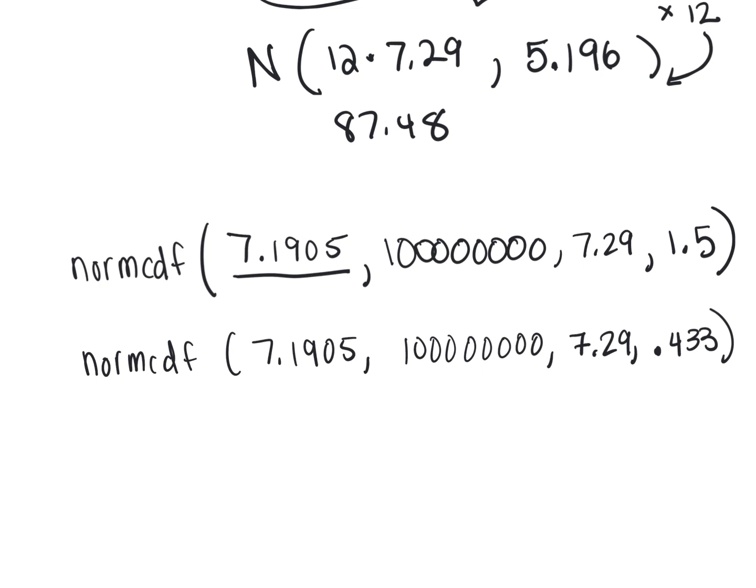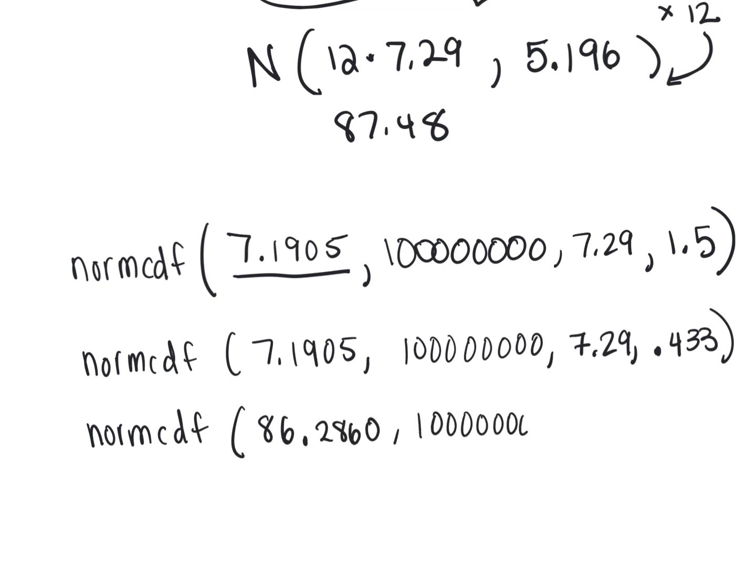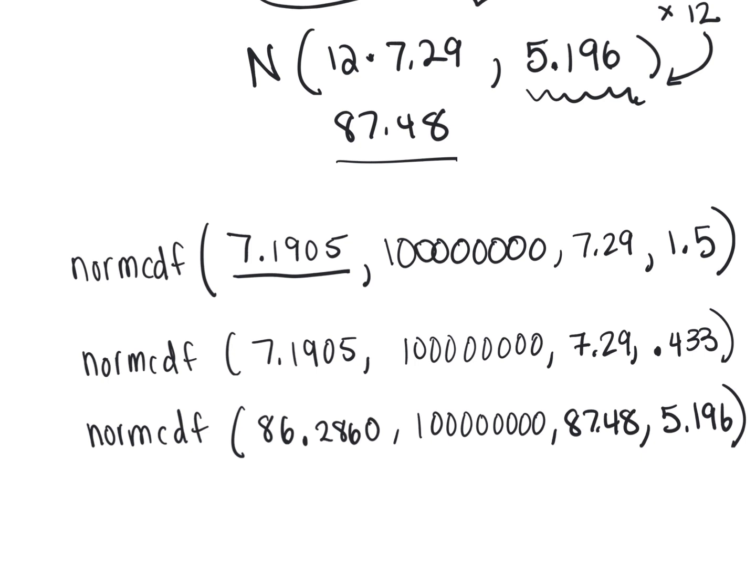Right? Probability that randomly selected 12 customers will spend more total sum than this. So I go to normal CDF, and I say, well, if they sum more than this, I put this down. And for the upper limit, still a big number over here because we're going to infinity, modeling infinity. Our mean now is the mean we used for the sum, so this is 87.48. And our standard deviation now is the standard deviation we used for the sum, so $5.196. I hit enter and I get an answer for that.